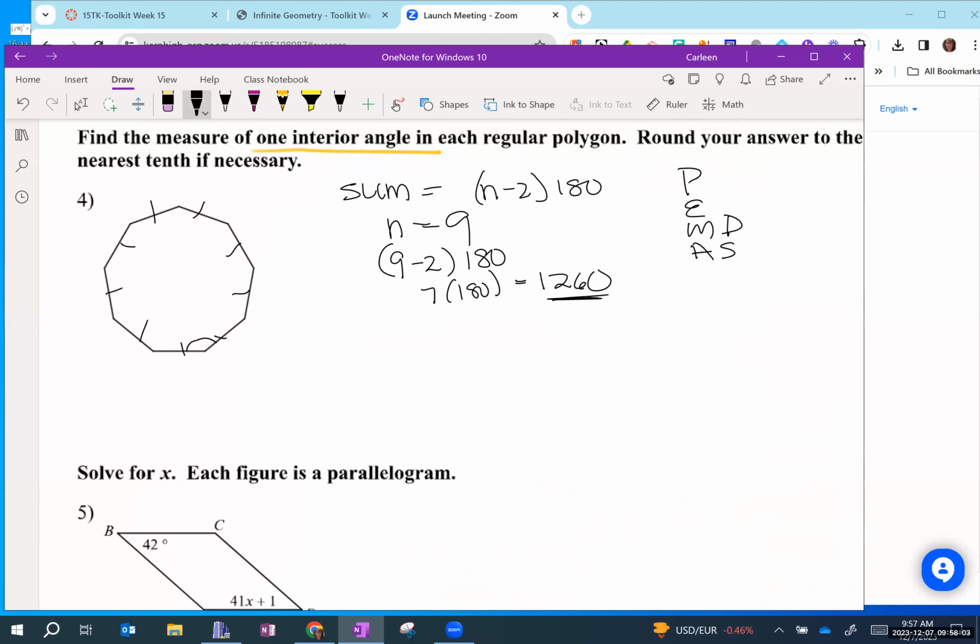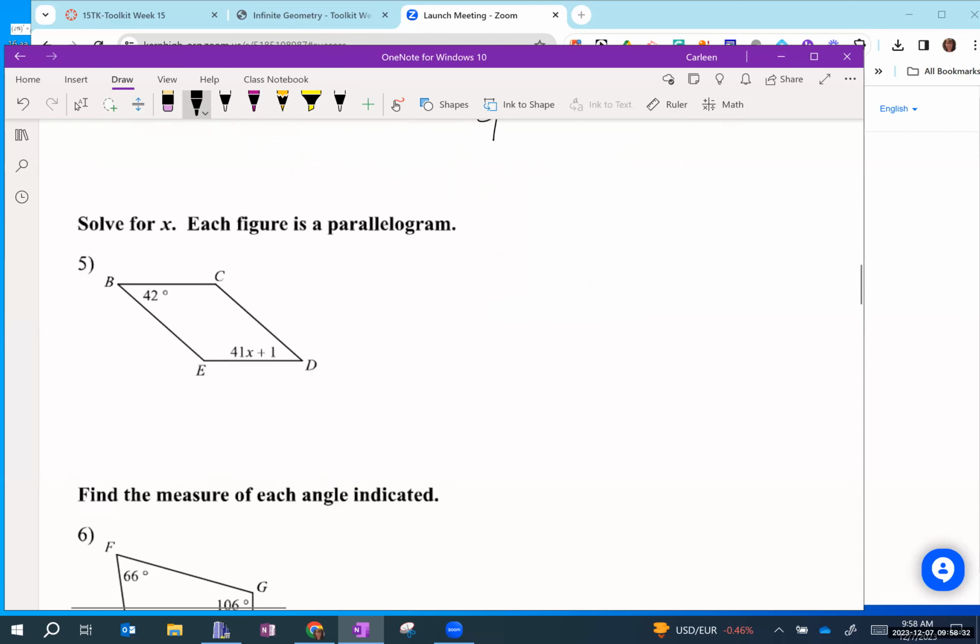Divide by. Okay, so one angle, correct. 1260. Divide by 7 or divide by 9? Ah, divide by 9, right? Is 140. So each one is 140 because it's regular, so they're all the same. Okay, moving on.